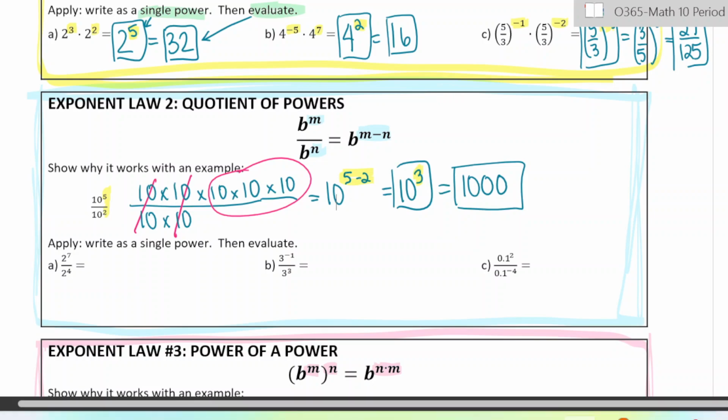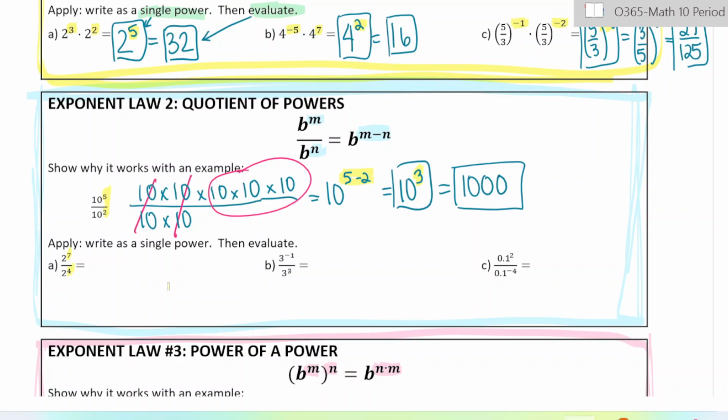So again, here we're going to be subtracting these exponents. So for this first example, we're going to have 2 to the power of 3 because 7 minus 4 is 3. So that's the number written as a single power. And then we're going to evaluate 8. Okay, let's do another one. 3 to the power of negative 1 divided by 3 to the power of 3. So we're going to have negative 1 minus 3, which is 3 to the power of negative 4. So that's the number written as a single power. And we're going to evaluate it.